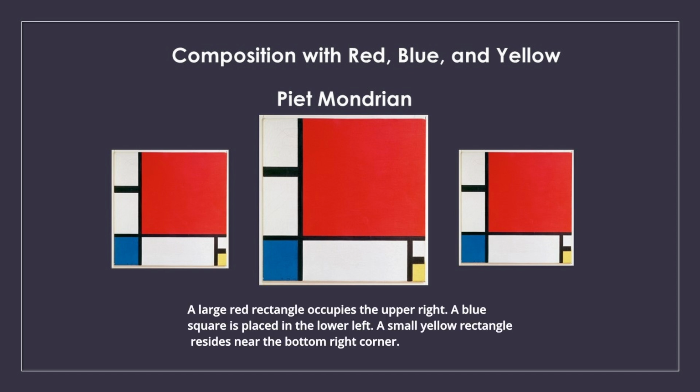Within this structure, Mondrian places three primary colored shapes. A large red rectangle occupies the upper right. A blue square is placed in the lower left. A small yellow rectangle resides near the bottom right corner.